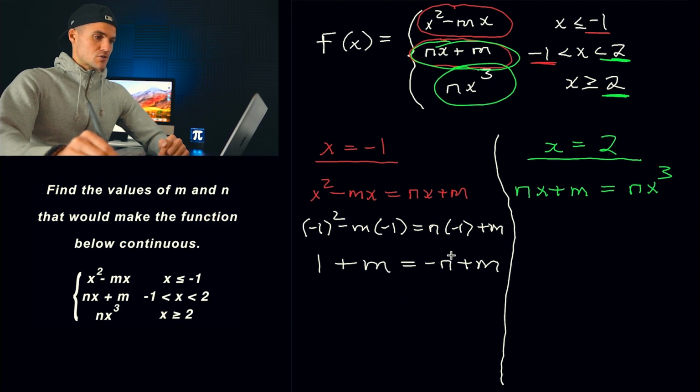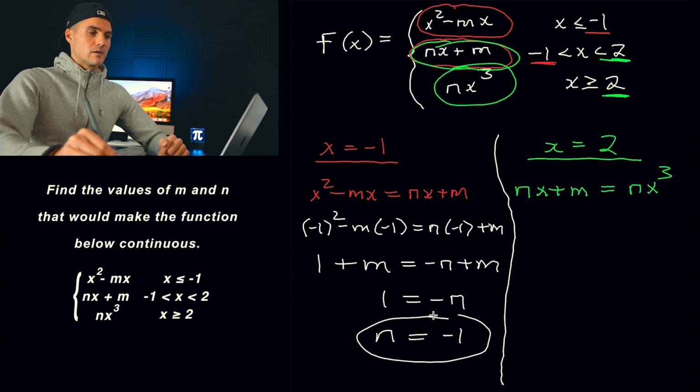And then actually notice over here, it's nice because the m values are going to cancel out. If I bring this m over, it'll be m minus m, which would net out to 0. So we'd end up with 1 equaling -n, which we could divide both sides by -1, or we could bring the -n over, bring the 1 over, we get n is equal to -1, like that. So we have one of the values, the n value has to equal -1.